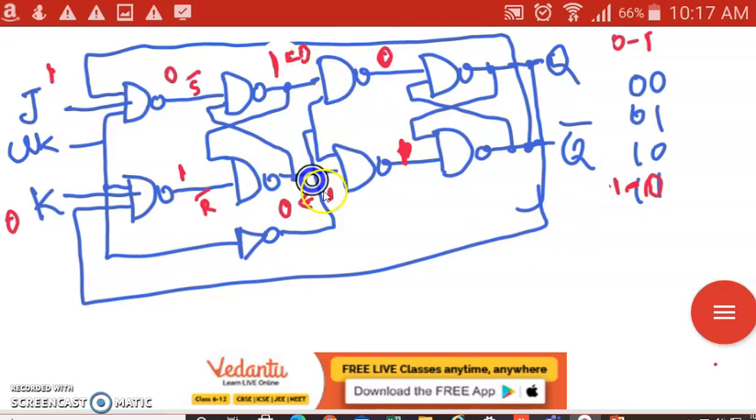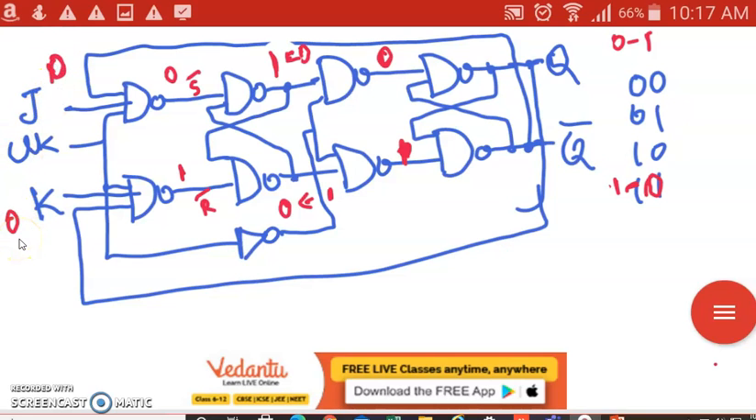At any point of time, you just observe across this slave flip-flop. Either I get the input as 1, 0 or I get the input as 0, 1. There is no condition of 0, 0 at all. We just do one change with respect to the input of J, okay?